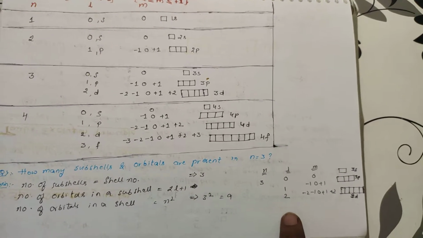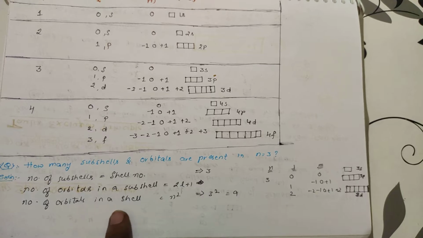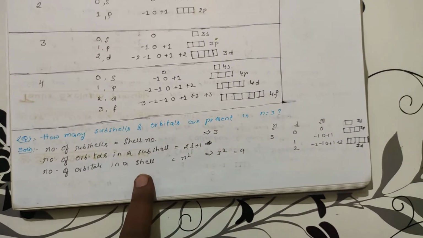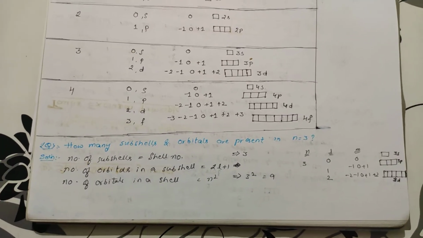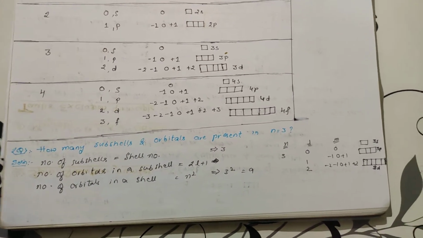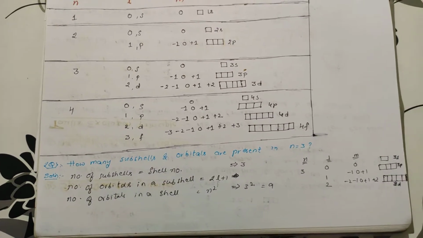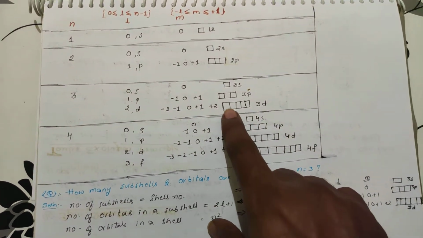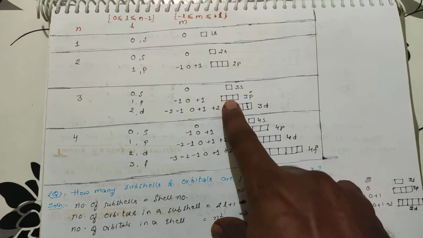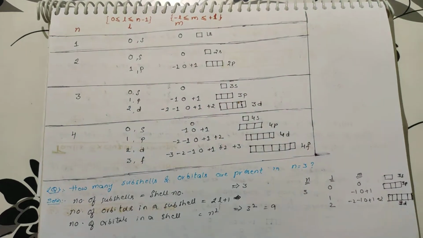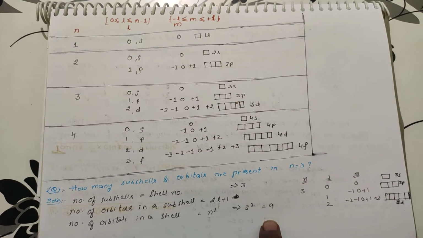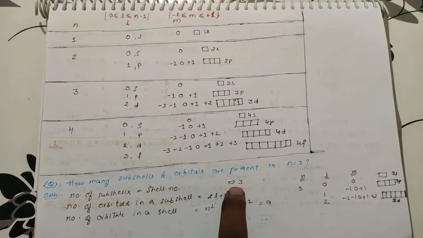So you take into consideration the number of orbitals in a shell. The number of orbitals in a shell is equal to n square. For the third shell, 3 square gives 9. If you want, you can count here: 1, 2, 3, 4, 5, 6, 7, 8, 9. 1 orbital, 3 orbitals, 5 orbitals. So totally 9 orbitals are present, and the shell number is 3.